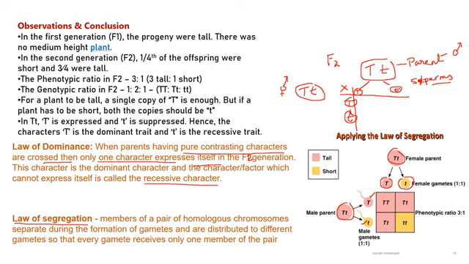Here we will see the definition: members of a pair of homologous chromosomes separate during the formation of gametes and are distributed to different gametes so that every gamete receives only one member of a pair.